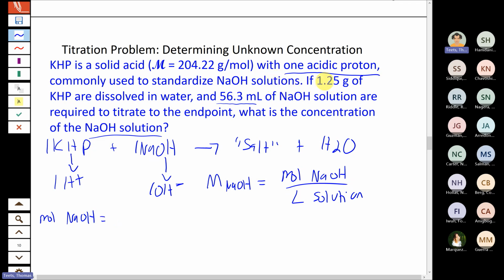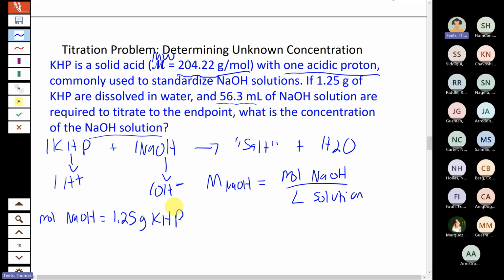So we're starting with 1.25 grams of our acid, which has this molar mass. I use this sort of fancy script M here, but that's just MW. That's how it would be more commonly written. So we're going to start with 1.25 grams of this acid that we abbreviate as KHP. That's not the actual formula. It's not potassium, hydrogen, phosphorus. It's just an abbreviation for it. And then the molar mass of that is 204.22. So we can calculate moles of that substance because we have its molar mass. So 204.22 grams of that substance in 1 mole.